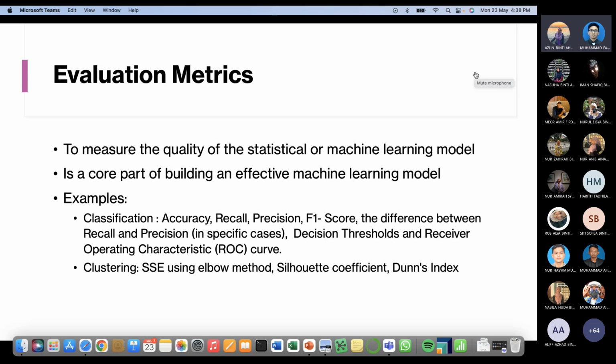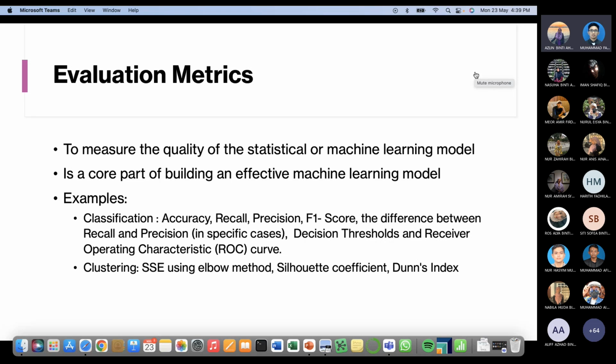Okay, let's continue. So, apa tadi, evaluation is a core part. Okay, this is very important. So, what kind of evaluation metrics or performance evaluation can you use to evaluate your models? Bergantunglah what kind of models that you use. If for classification, you can use accuracy, recall, precision, F1 score, and then you can also look into the ROC curve, tengok AUC values, everything.